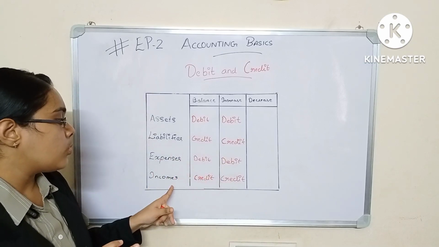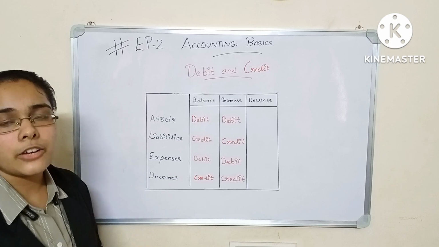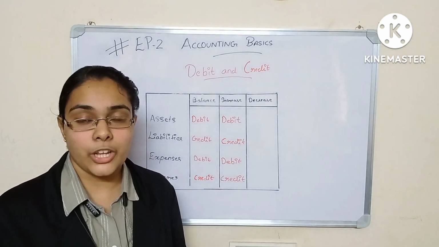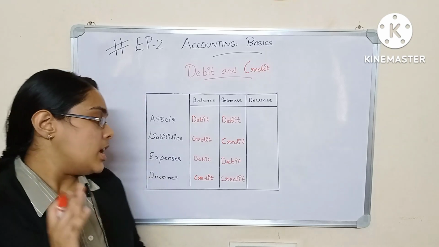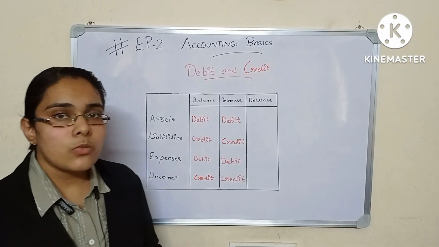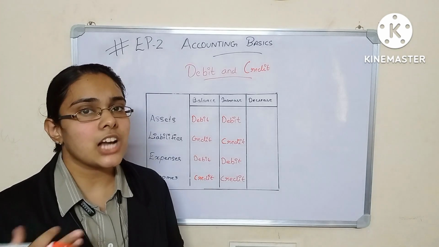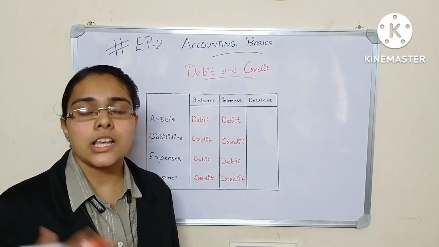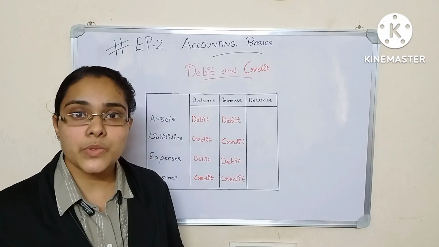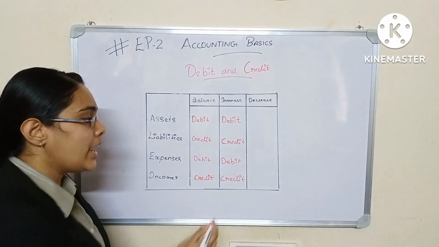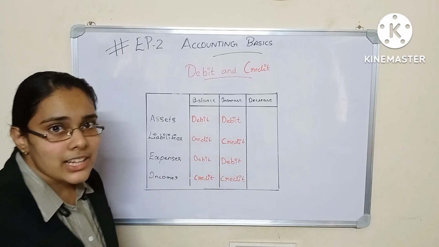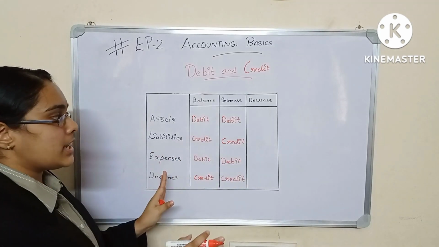Now incomes. For example, your commission received. Commission is an income. When you receive it, it is an income. So what will be the accounts involved there? Cash and commission received. Cash will be debited as it is coming into the business, and commission received being an income will be credited. So when your income increases, you will credit it. I hope this is clear.